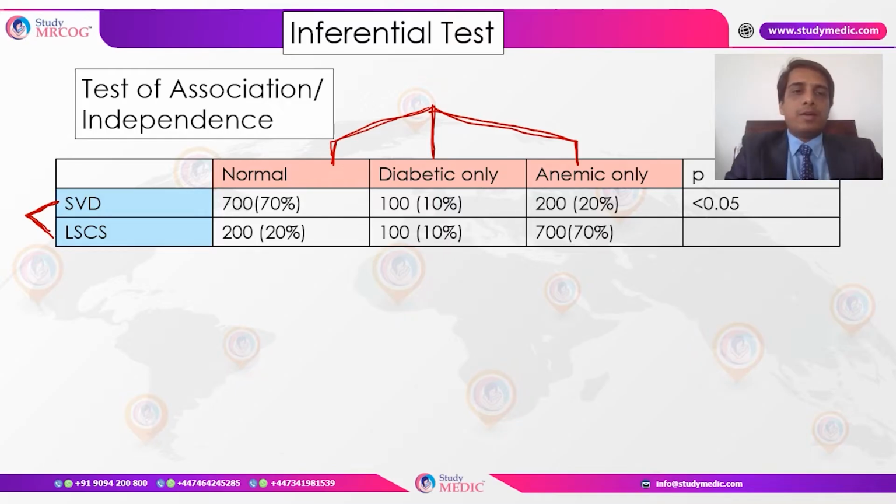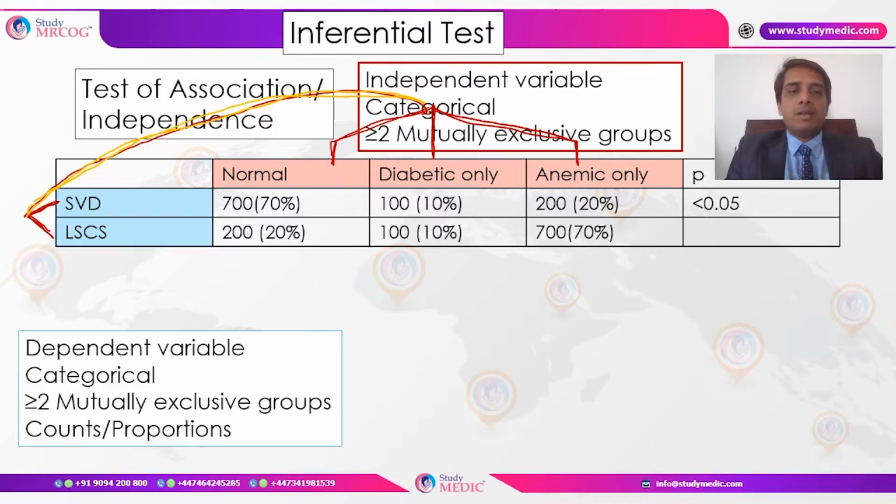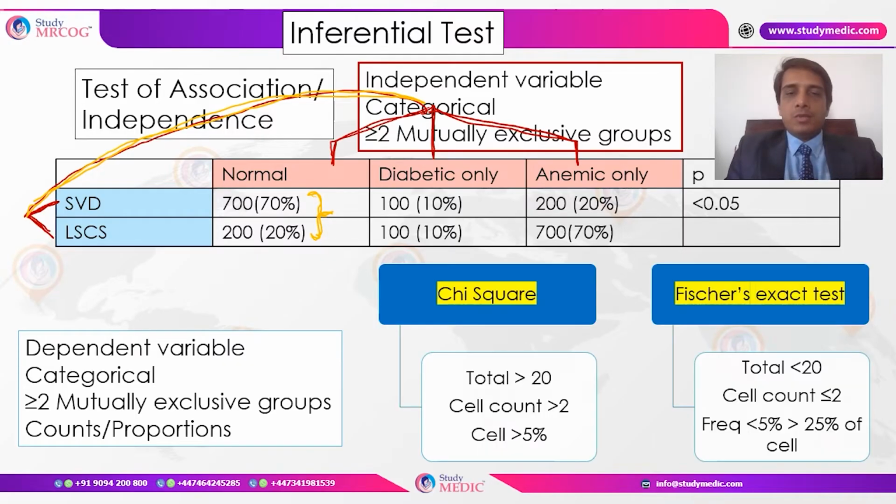And if we want to find out if there is an association between the type of delivery and whether the woman is normal, diabetic or anemic, or if the type of delivery is independent of whether the woman is normal, diabetic or anemic. In both these cases, in other words, here we are trying to find out the association between two categorical groups. Here we are trying to find out a test of independence between two categorical groups, or if you want to find out if there is a difference in observed proportions and expected proportions of these categorical variables. In all these three instances, we can use the chi-square test.